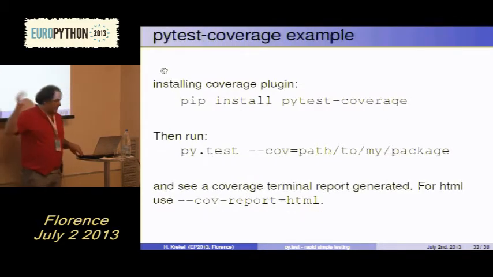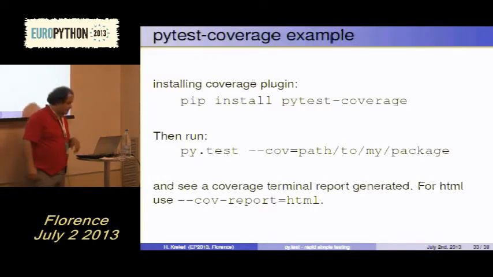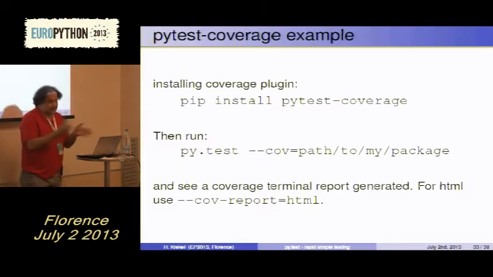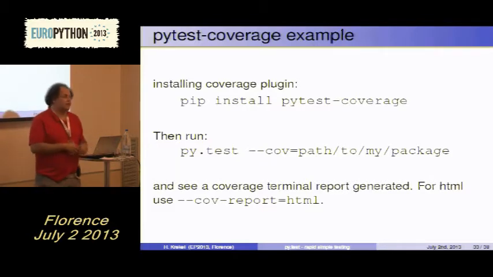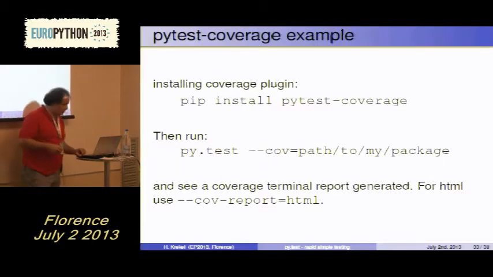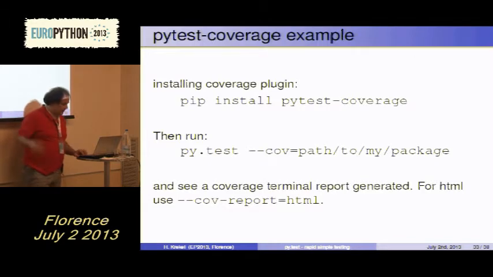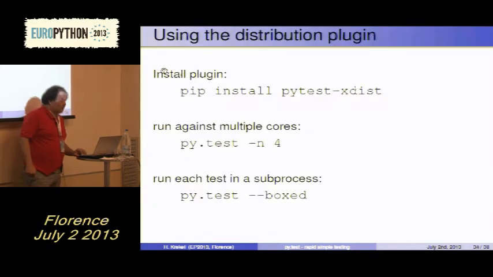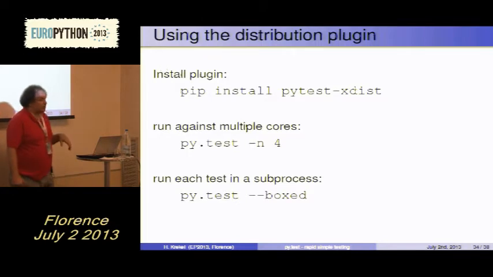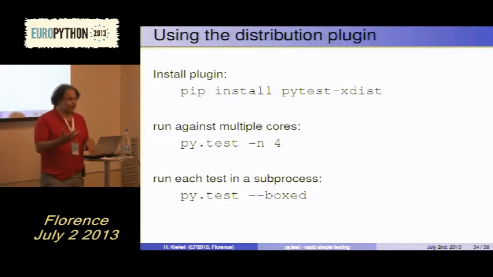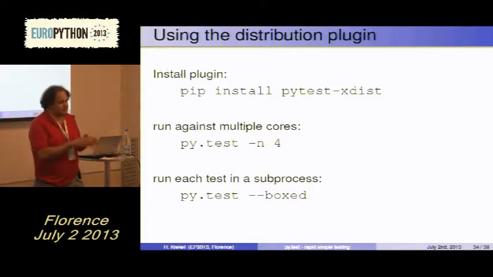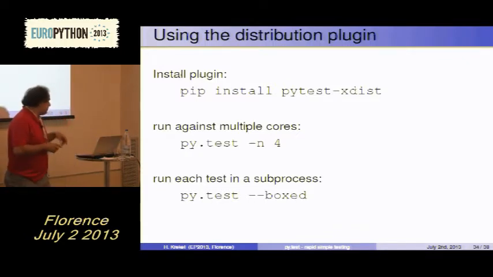Coverage means, how does the plugin mechanism work? You just say pip install, and in this case, you just say pytest --coverage equals path to my package, and then you will see the coverage for that particular files on that directory for your tests. Or you can get an HTML report. Distribution plugin, you just install it, and you say -n4. That means it distributes your tests to 4 sub-processes and runs them in parallel.